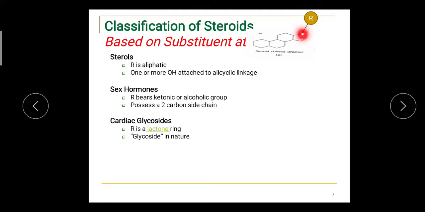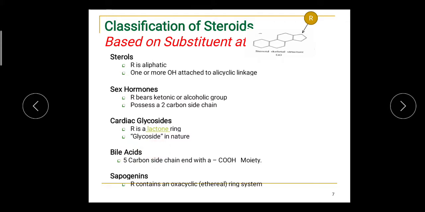Next, if the side chain R is a lactone ring, and the nature of the ring is glycoside, then it is a cardiac glycoside. If it is a 5 carbon side chain having a carboxylic group at the end of the chain, then it is a bile acid. And for sapogenins, if R contains an oxa-acyclic ring system, having an oxygen in between, then this is called a sapogenin.